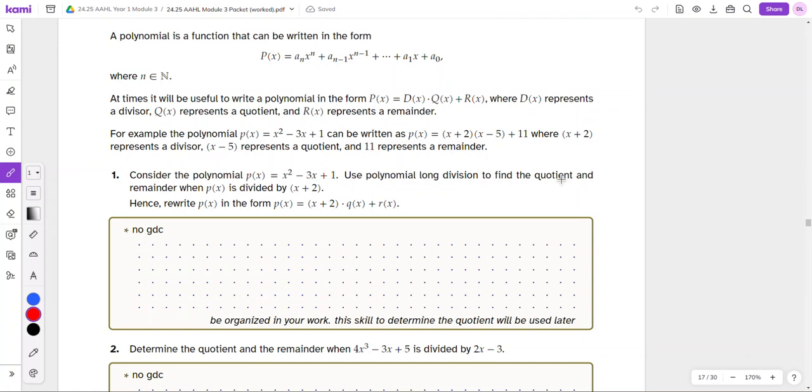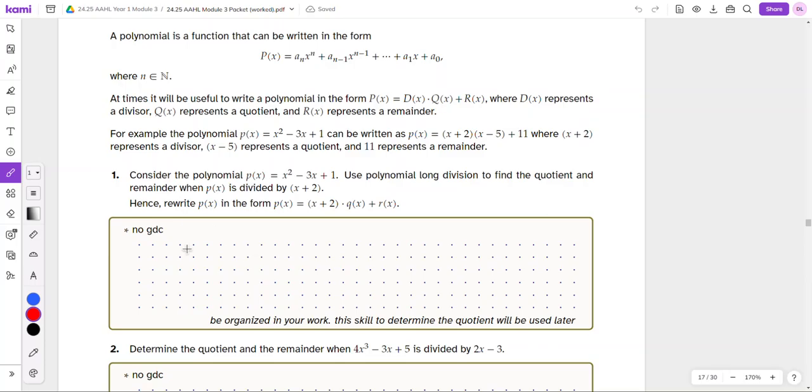All right, so let's look at that polynomial. P of x is x squared minus 3x plus 1. Let's use polynomial long division to find the quotient and remainder when p of x is divided by x plus 2. And hence, we're going to rewrite p of x in the form p of x equals x plus 2 times a quotient plus a remainder.